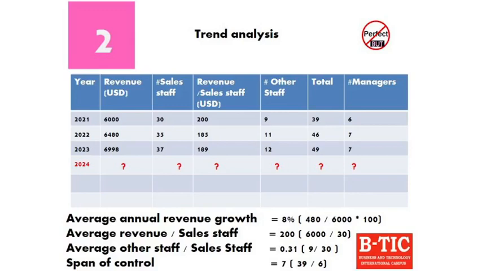Now, if you calculate based on this, how much a sales staff brought in: 2021, they brought in 200 USD millions per staff. 2022, 185 USD millions, and 2023, 189 per staff in millions. Now, you had other staff: in 2021, 9 staff, 11 staff, and 12 staff respectively. The total staff you had was 30 plus 9 in 2021, which is 39. 35 plus 11 in 2022, altogether 46 staff. And in 2023, 37 plus 12, which is 49 staff altogether.